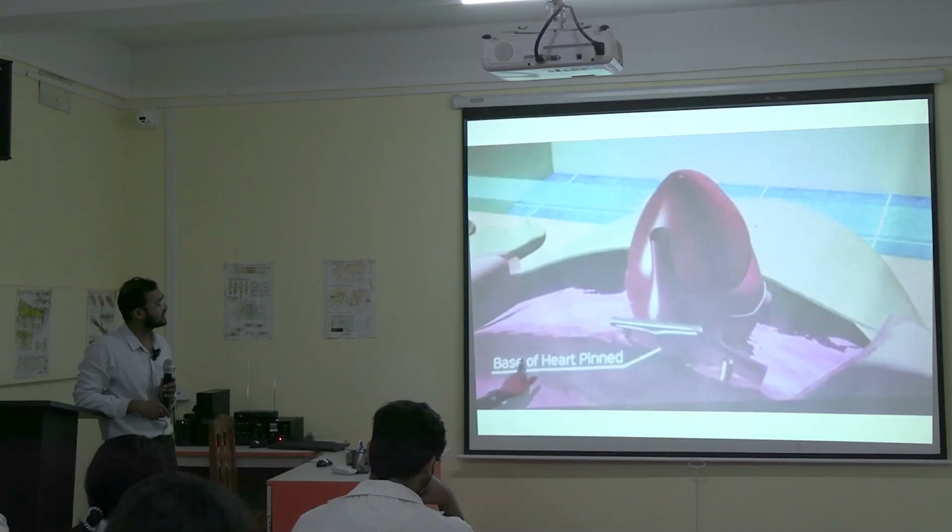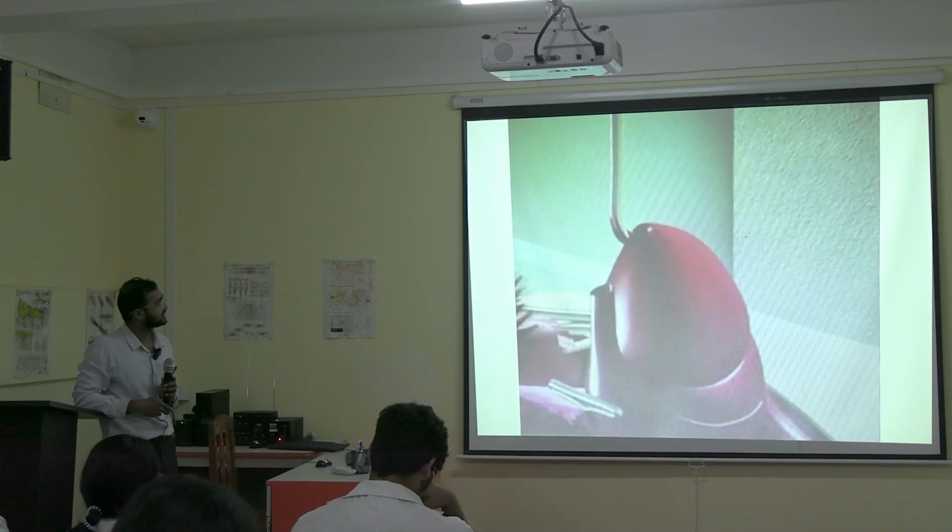Then we'll put the heart in this position, so the atrium will be facing downwards and the apex, or the ventricle, will be pointed upwards. We'll put the heart in this direction, and then fix it with screws or pins on the myograph board. After that we will remove the pericardium of the heart.